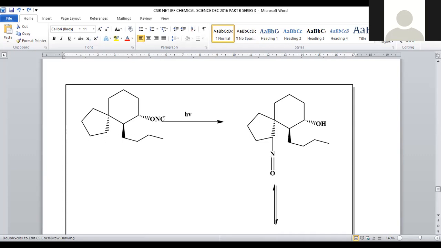The NO group will be attached here. Subsequently, ONO turns into an OH group. This is purely a free radical mechanism, and it is a kind of photochemical reaction. Upon light irradiation, this kind of reaction is carried out, and a delta NO group containing product is generated. This nitrosyl group is attached at the delta position.